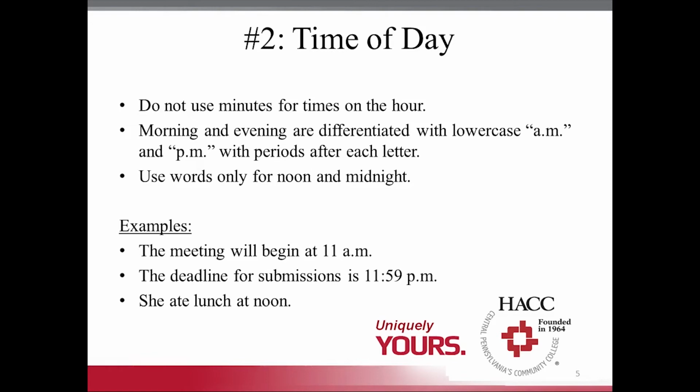Morning and evening are differentiated in AP style with lowercase a period, m period, and p period, m period. So that is what you see in the second example, also with an example of what to do with a specific time that's not on the hour, 11:59 p.m. And finally, use words to differentiate between noon and midnight. So in the example, she ate lunch at noon rather than saying 12 p.m.